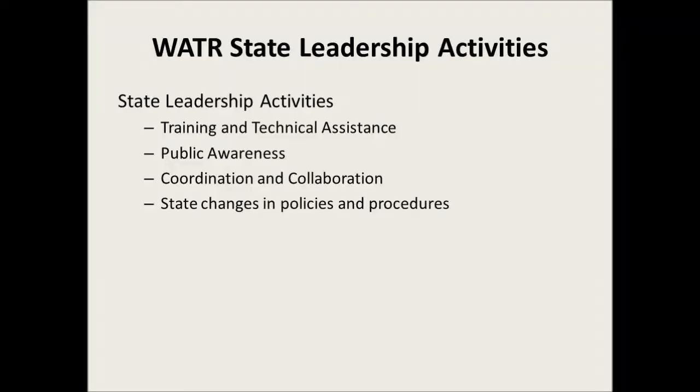In addition to goals, WATR and all AT Act programs provide state leadership activities as well. These include training and technical assistance, typically for professionals in education, employment, and community living. However, often technical assistance and training is designed for individuals or families as well.